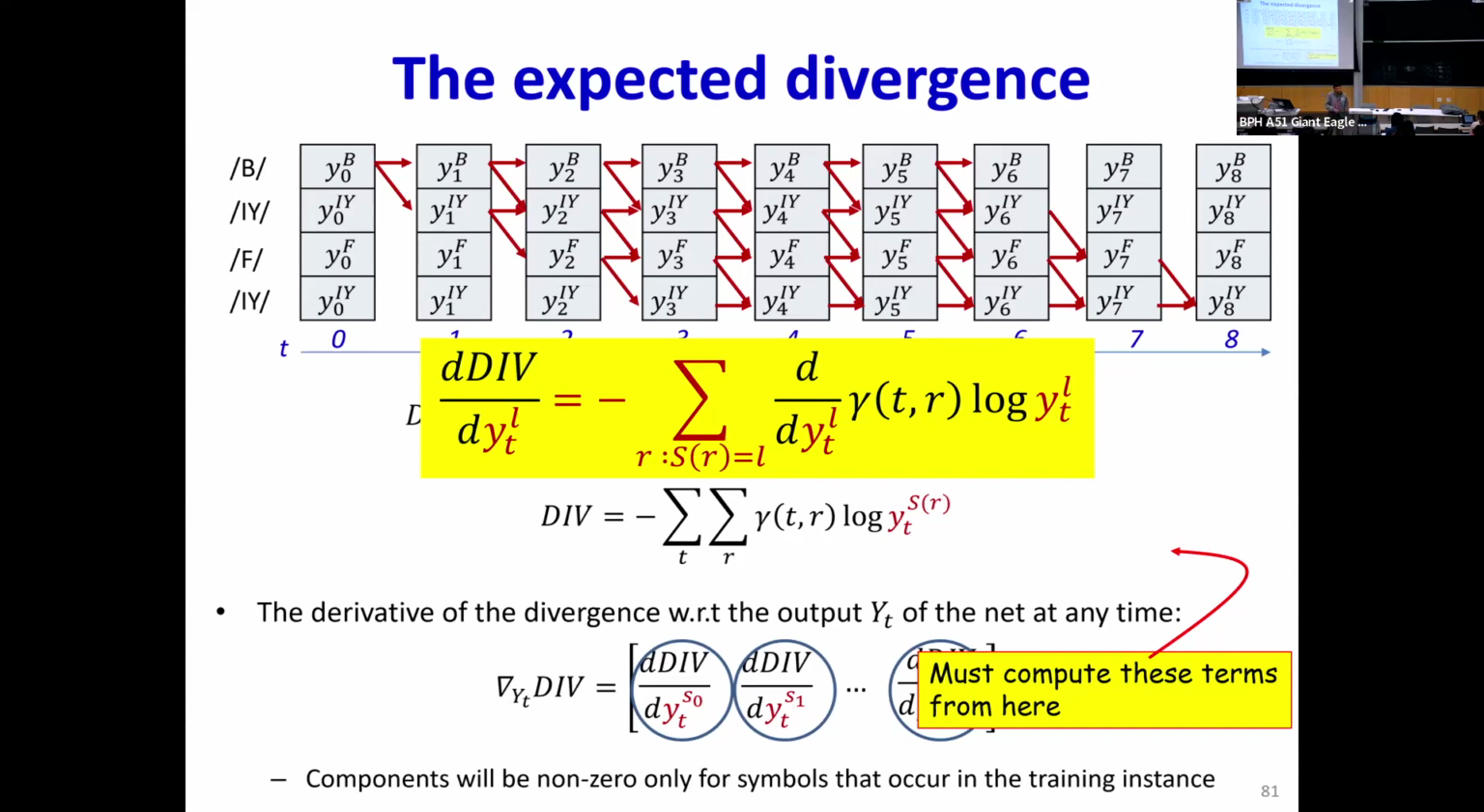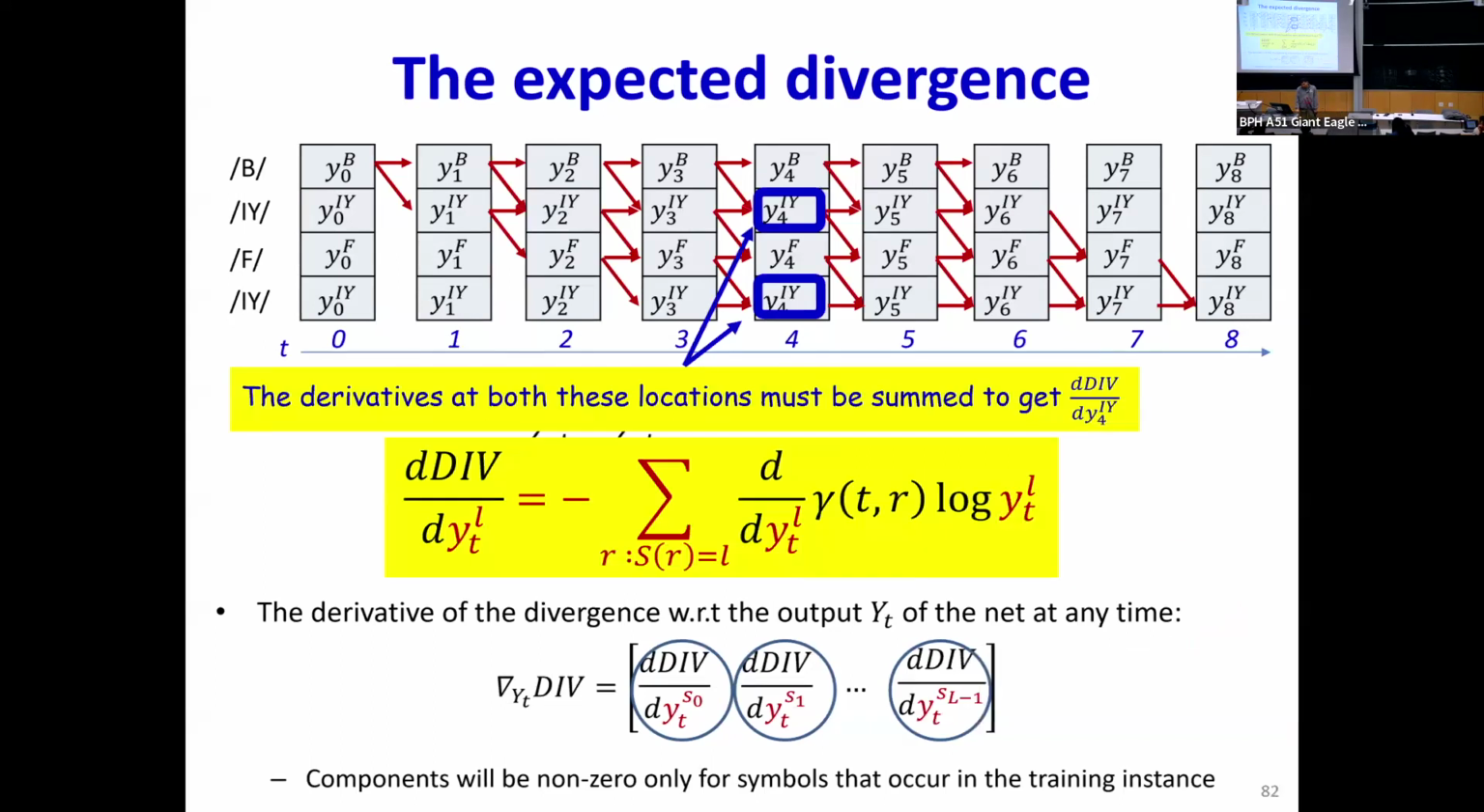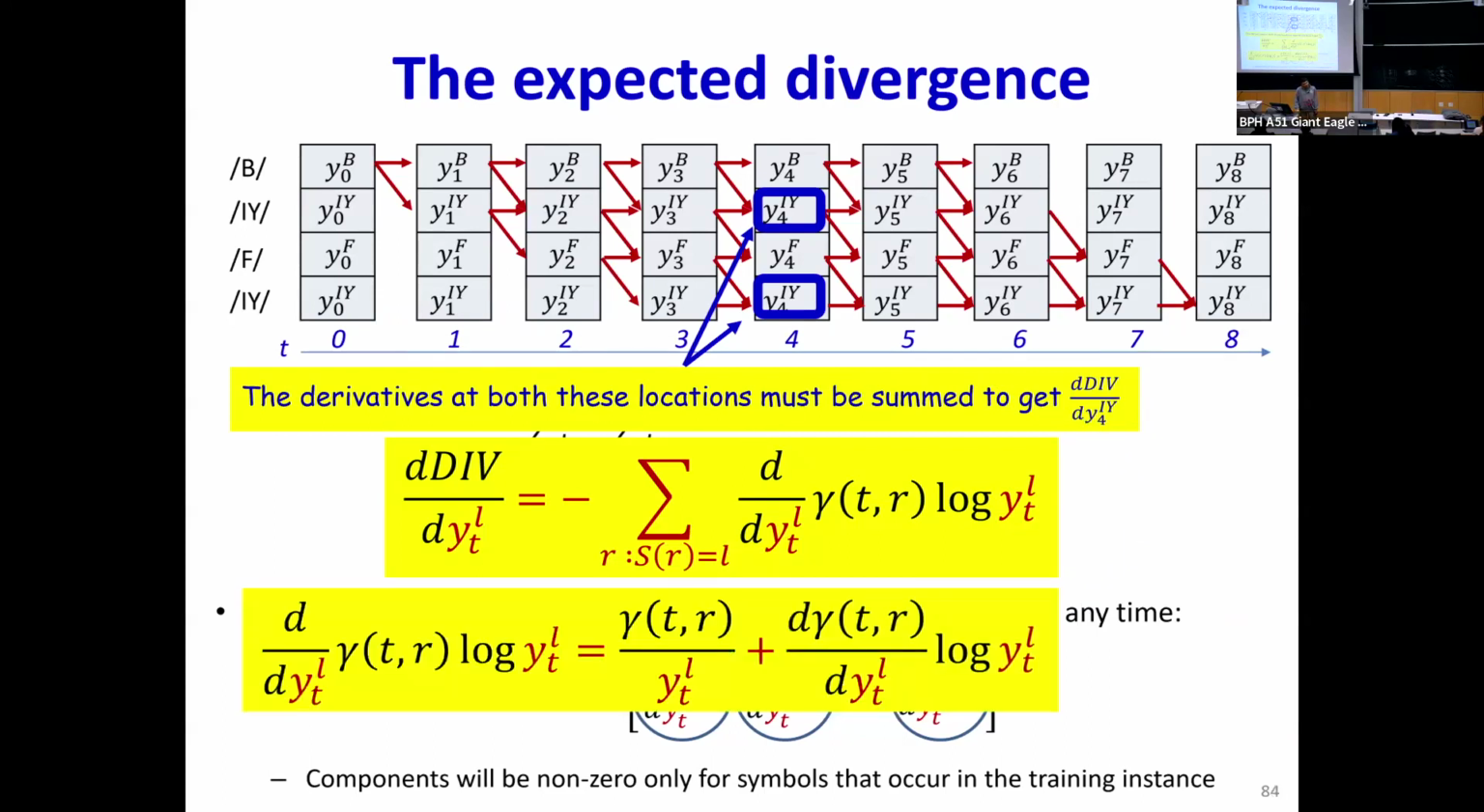Very simple. And what is d over dy of gamma times log y? This is the term that we want, right? And this is the derivative we need. That's simply going to be gamma over y plus the derivative of gamma times log y. Everyone with me? Now this second term ends up being particularly ugly. It's going to be hard to compute. This first term is trivial. It's already given to you.